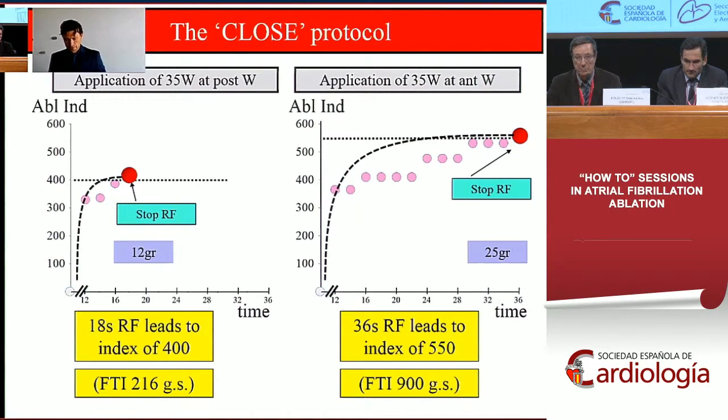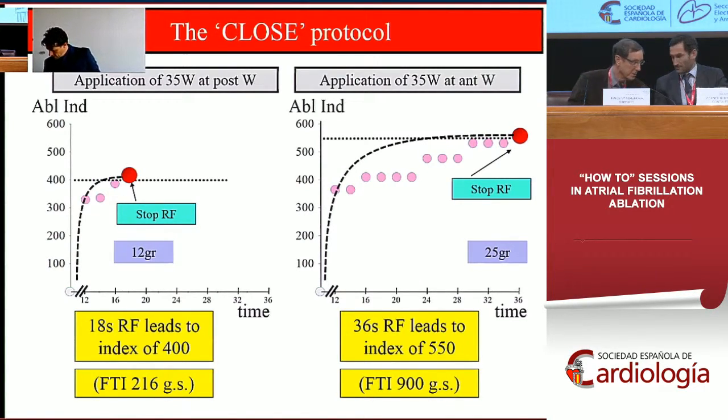There is an exception for reaching the index value, which is the posterior wall. If we reach esophageal temperature, it's clear that we will not target that index value.